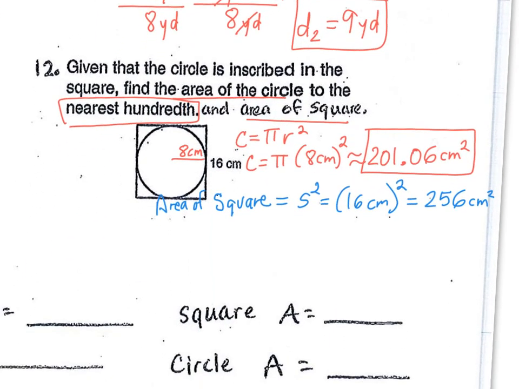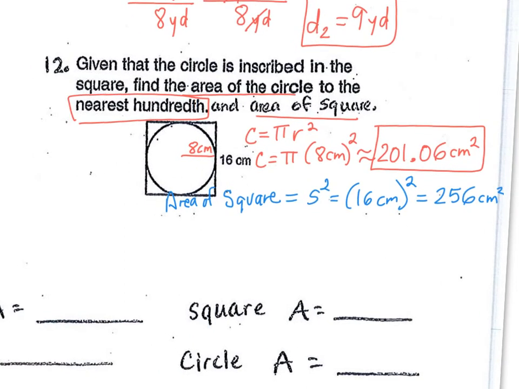And the last one on this page is number 12. They ask you to get the area of the circle and the area of the square. For the circle, the radius is half of the 16, which is 8. So it's pi times 8 centimeters squared. You put all of this in the calculator, that gives you 201.06 square centimeters, because they want it to the hundredths place. And the area of the square is just the side squared, which is 16 centimeters squared, and that is 256 square centimeters. Okay, so that is number 12, the first page of this review. Any questions about all of this?